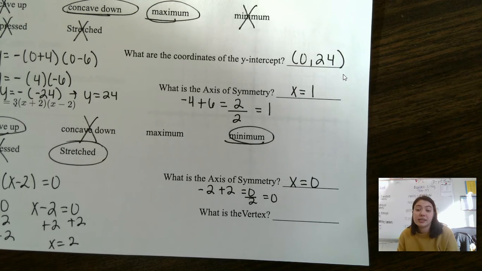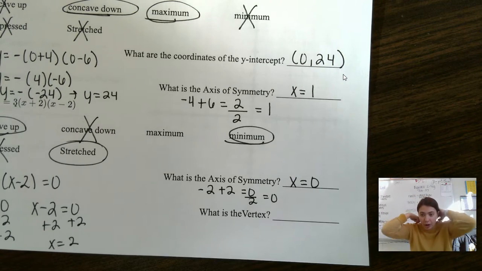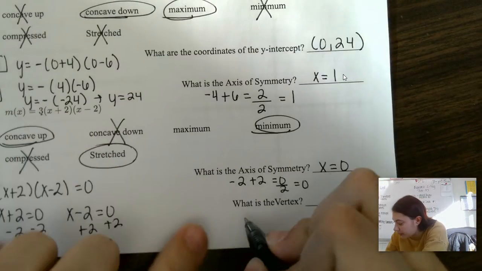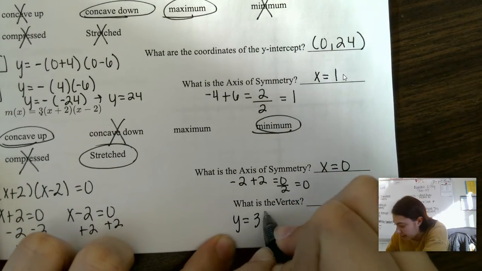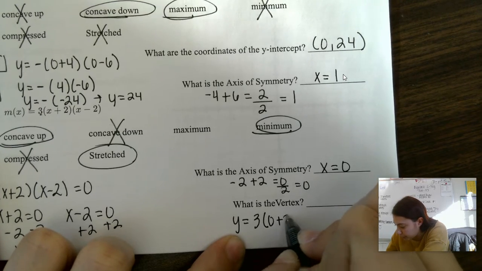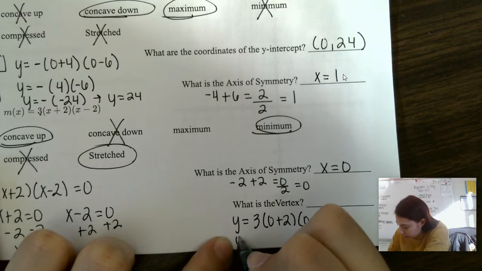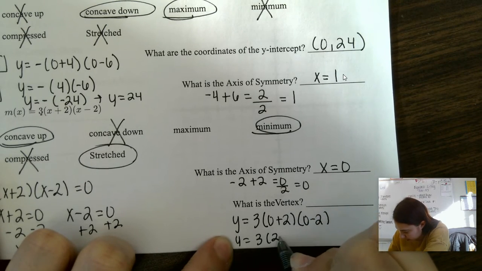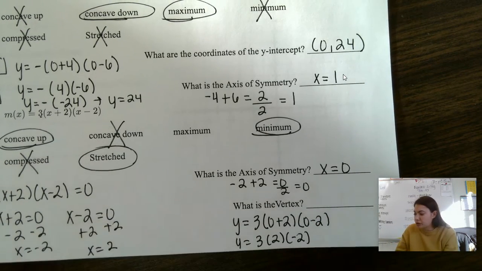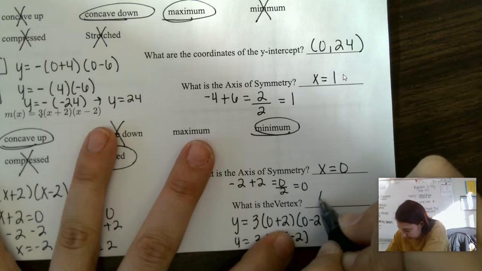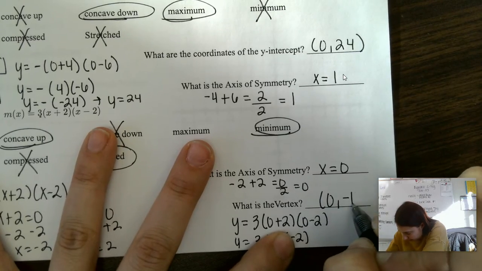Now, what is the vertex? Well, we would take 0, plug it in for x. And when we do that, we still leave that 3 out in front. So 0 plus 2 times 0 minus 2. So y is equal to 3 times +2 times -2, which 2 and -2 make -4. -4 times 3 is -12. So our vertex is at (0, -12).